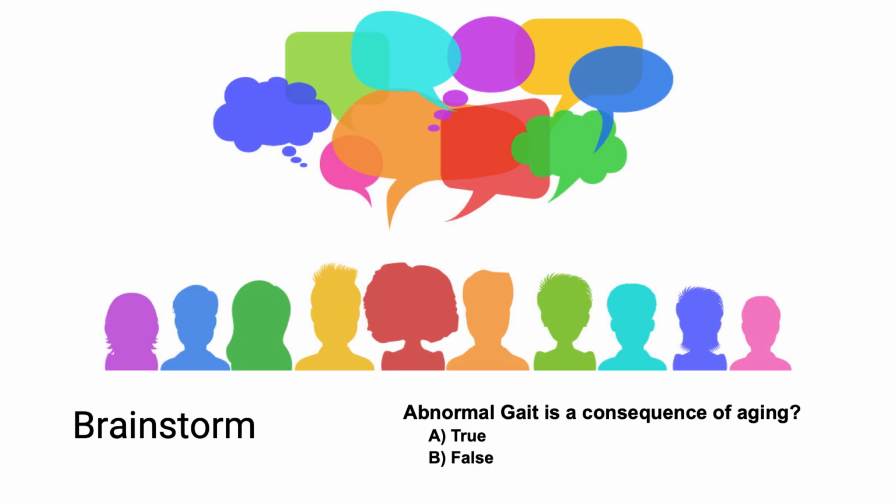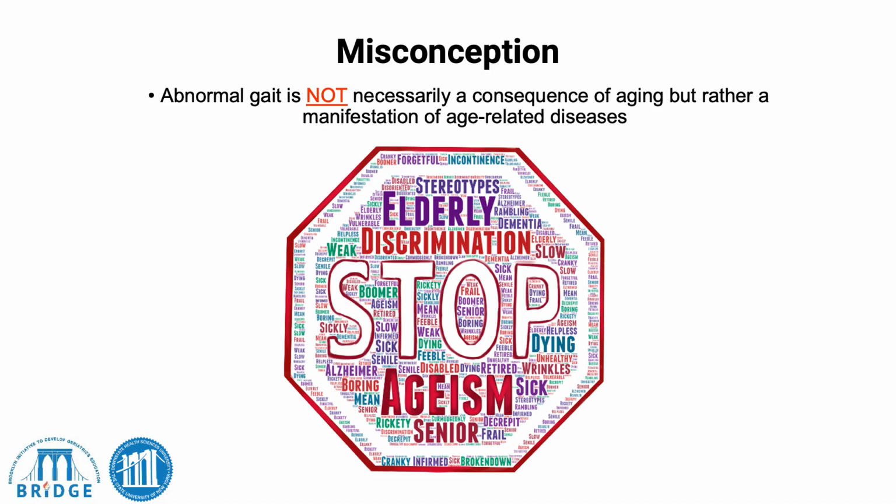Here's a question to consider. Abnormal gait is a consequence of aging. True or false? And the answer is false. This is a misconception, and it's good to be mindful of ageism, meaning not generalizing or stereotyping simply based on age. So abnormal gait is not necessarily a consequence of aging, but rather it's a manifestation of age-related diseases.